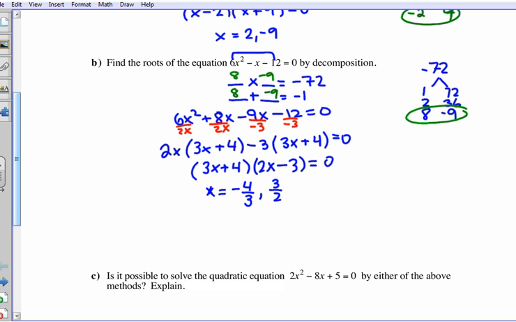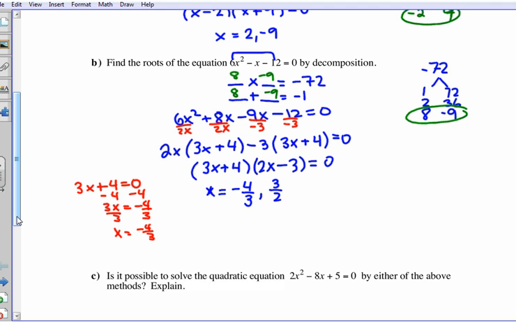Okay, now if you're struggling getting from that second last step to this last step, remember you could also just set them to 0 and solve for x. That's what we're doing. We want 3x plus 4 to equal 0. So we subtract 4. 3x equals negative 4. Divide by 3. So x equals negative 4/3. So we set each factor to 0, and that's how we get our x's. Good? Okay.